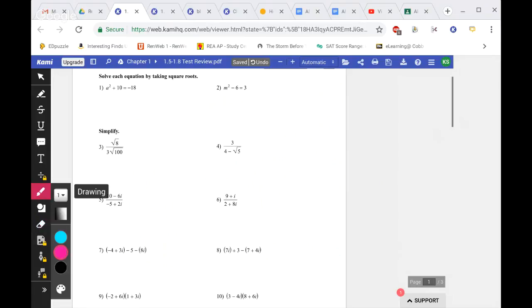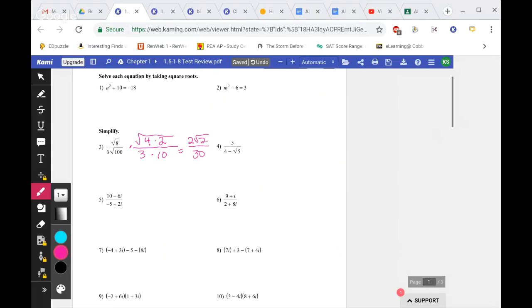So I'm going to simplify the top by doing 4 times 2, because I'm kind of looking for perfect squares. And then I'm going to simplify the bottom by taking 3 times the square root of 100, which is 10. I'm so confused. And the square root of 4 is 2.